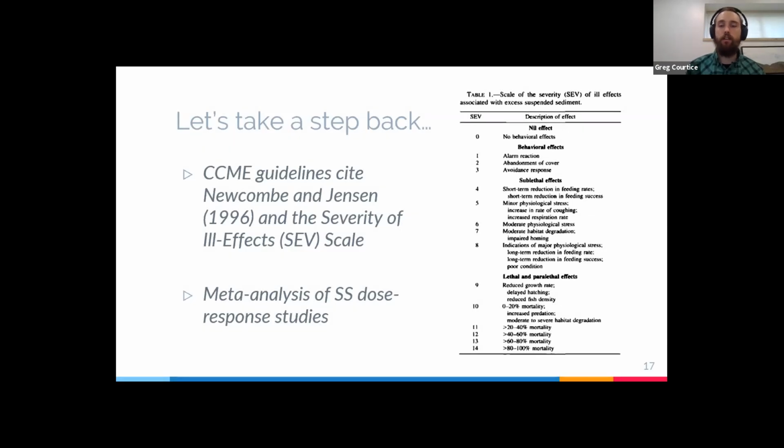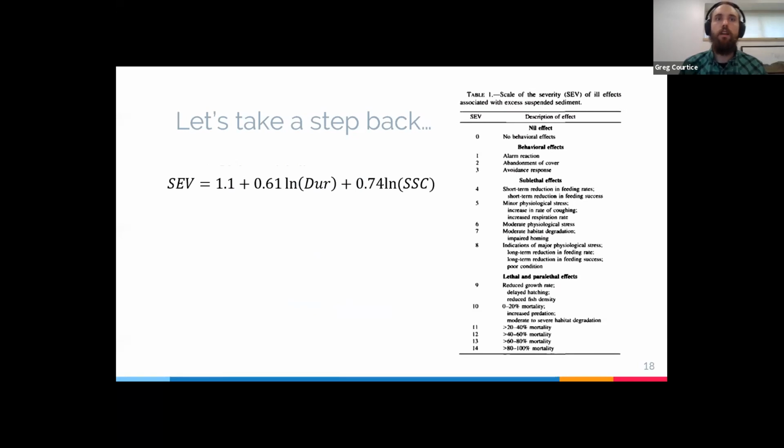So if we take a step back and look at what the CCME guidelines are based off of, and many guidelines around the world, they cite Newcombe and Jensen and the severity of ill effects scale. This was a study that undertook a meta-analysis of all the dose response studies available to evaluate effects to fish from suspended sediment exposures. And what we have here is they scored effects on a scale from 0 to 14 and developed relationships to better understand and predict those effects.